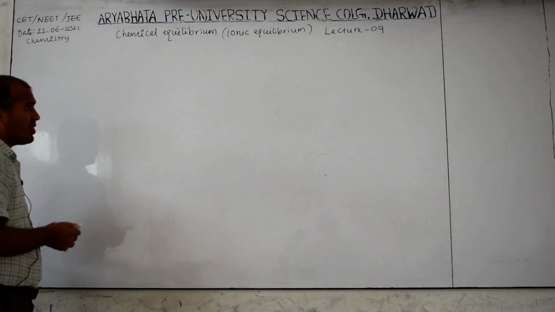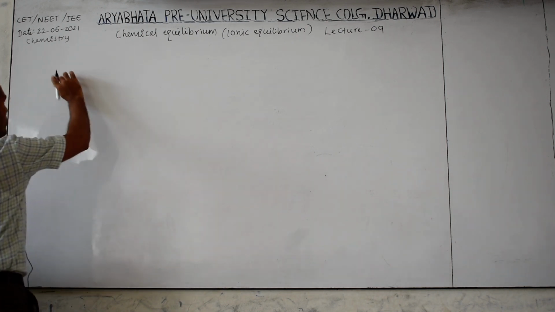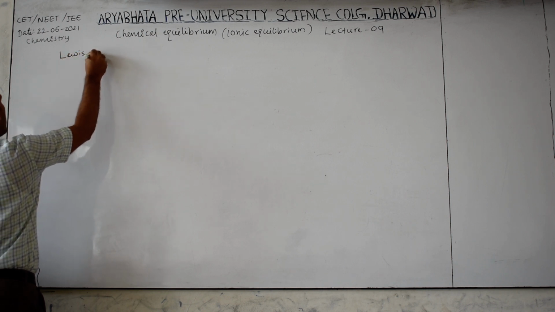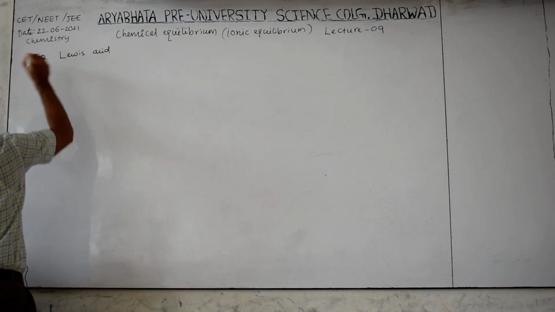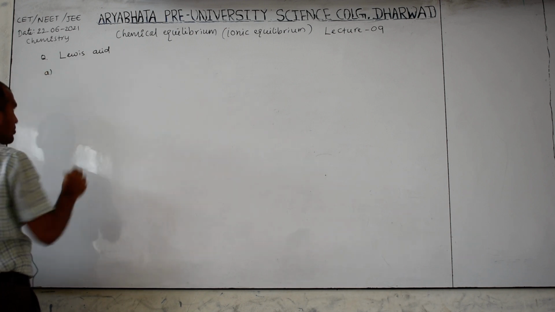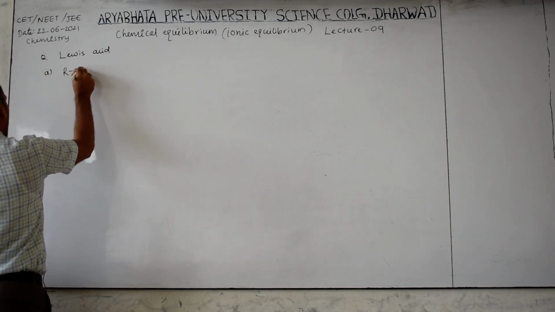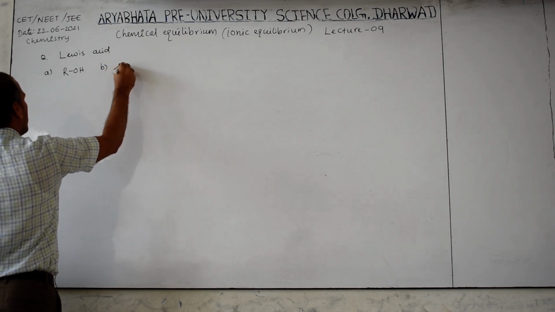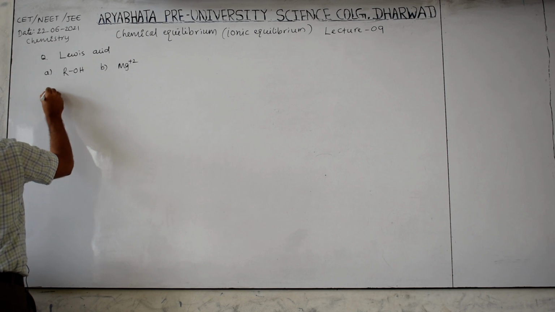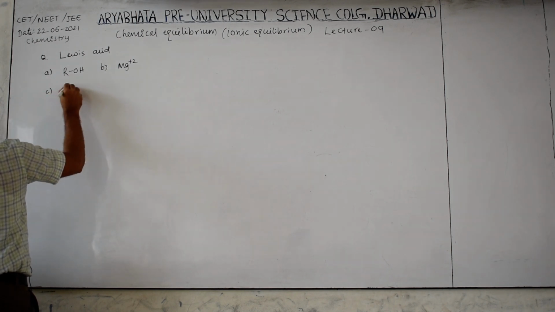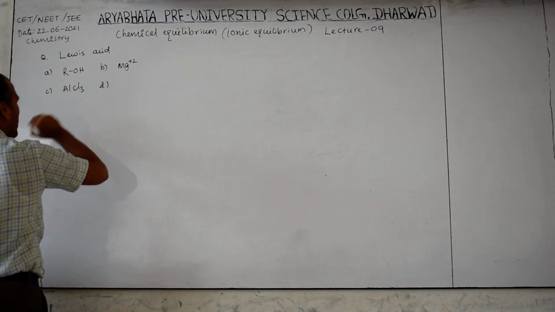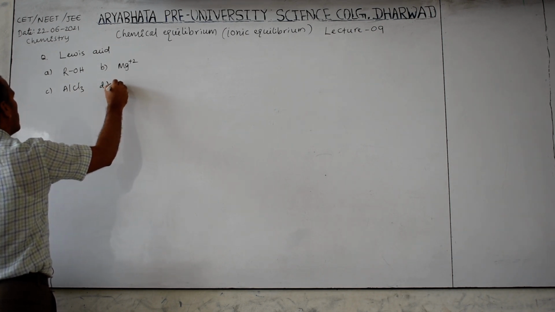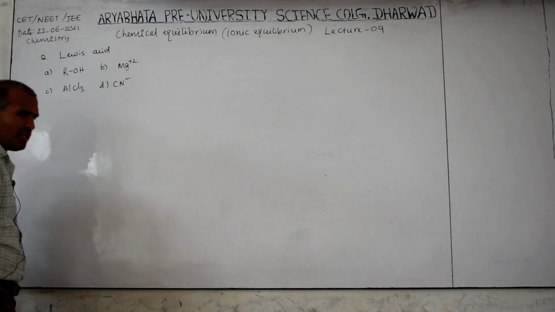Based on that, one question is: which of the following is a Lewis acid? Option A, ROH. B, Mg2+. C, AlCl3. D, CN minus.